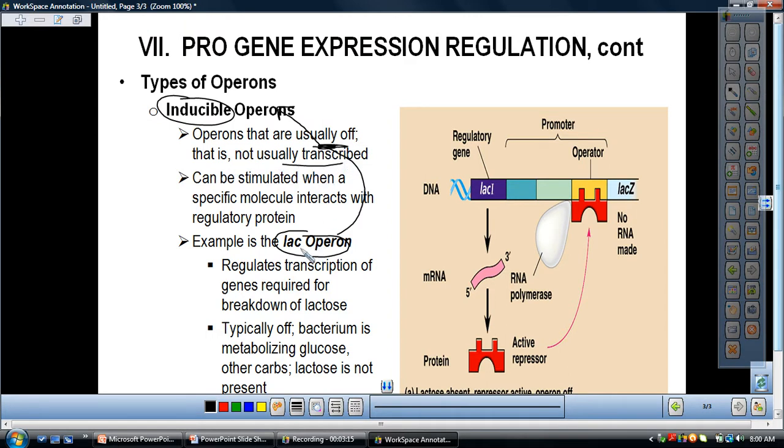The reason being in this case is the lac operon is making the enzyme lactase. Well, there's usually not a reason for bacteria to make lactase because that's not their preferable sugar. They do not like to break down lactose. Their preferable sugar is glucose. And so most of the time, this gene is turned off, but it can be turned on. So it can be stimulated when a specific molecule interacts with the regulatory protein.